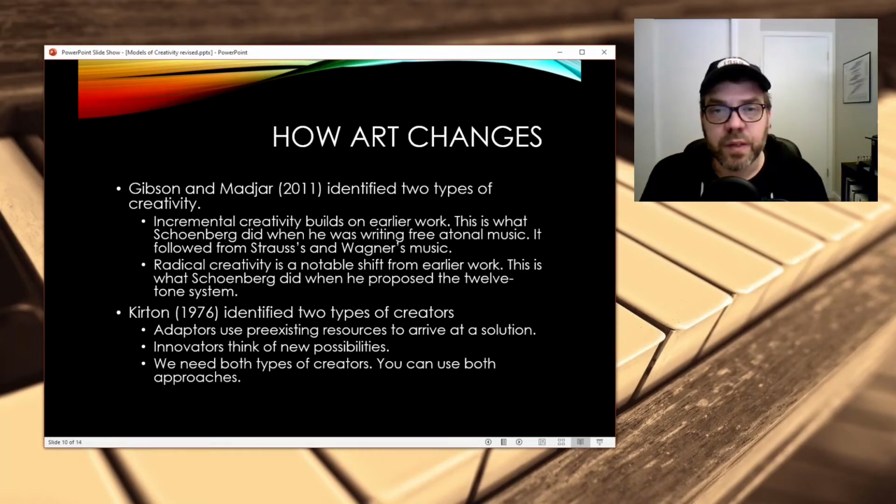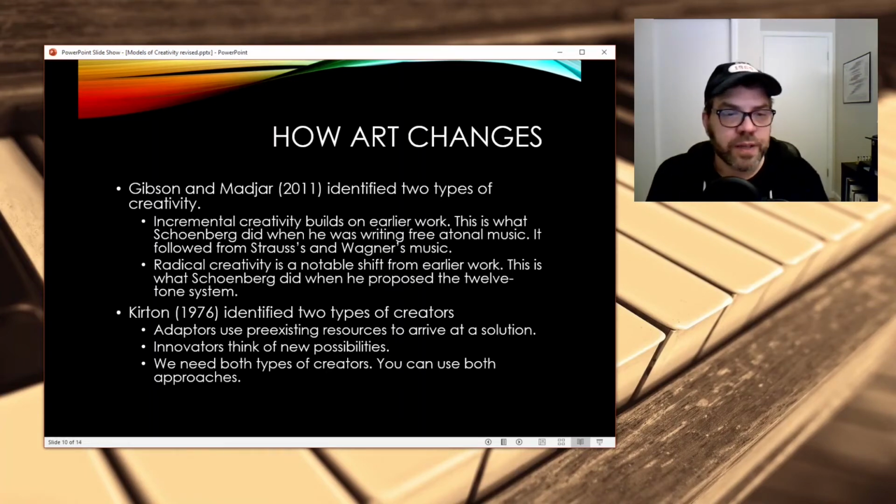It wasn't until about 1922, 1923, when Schoenberg really became committed to his 12-tone method, that he departed from writing free atonal music. And so in this case, then you would consider what he was doing radical creativity. So at different times, there's incremental creativity, there's radical creativity.